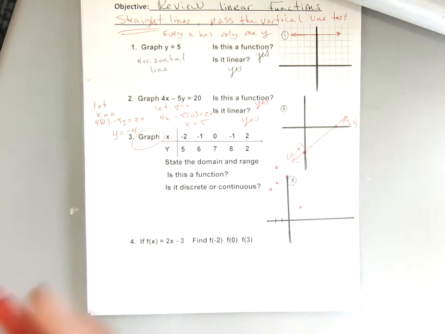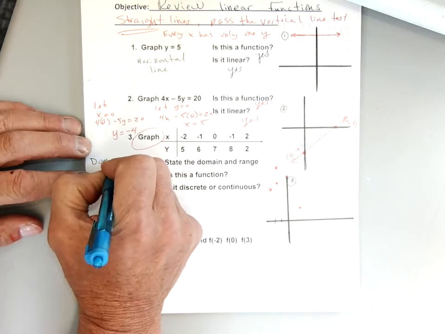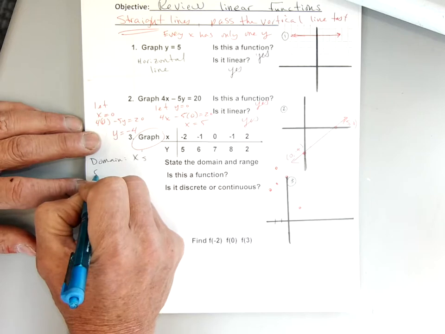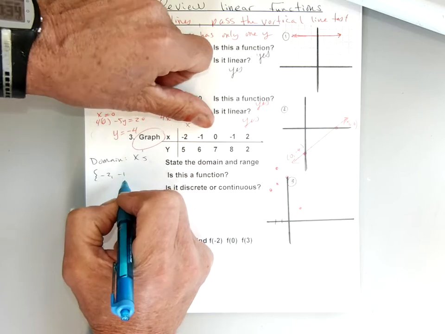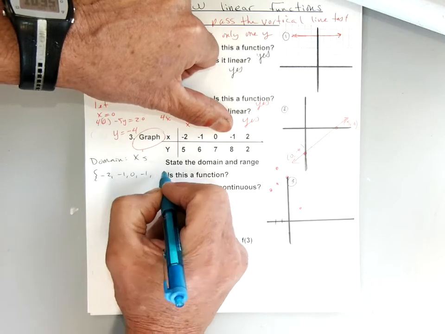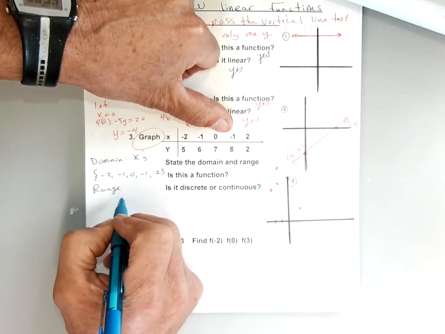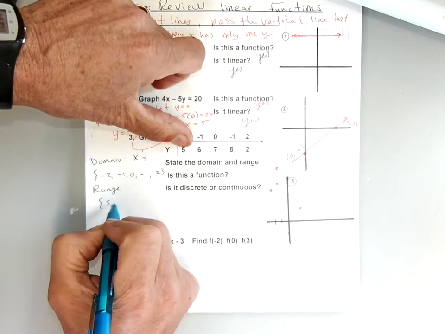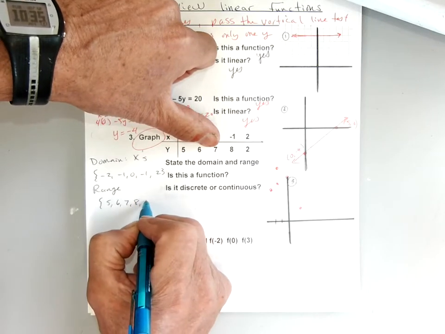Okay, state domain, range. All right, domain's easy. Domain is just the x's. So it's going to be -2, -1, 0, -1 again, huh? And 2. And the range is my corresponding y values, right? Let's see, that's going to be 5, 6, 7, 8, and 2.